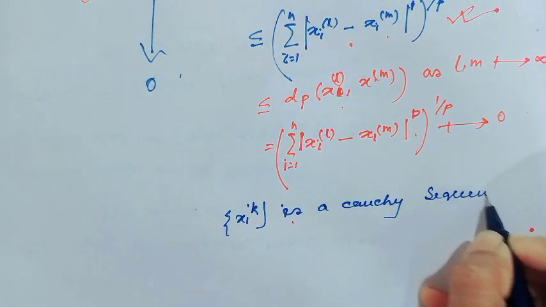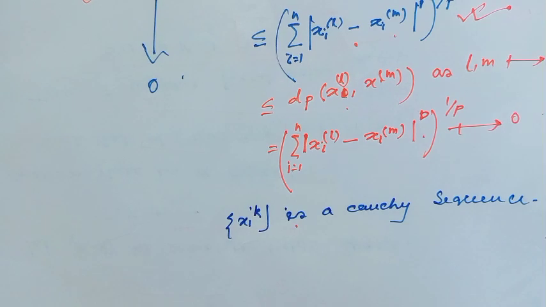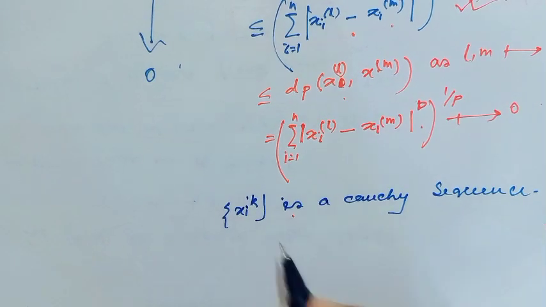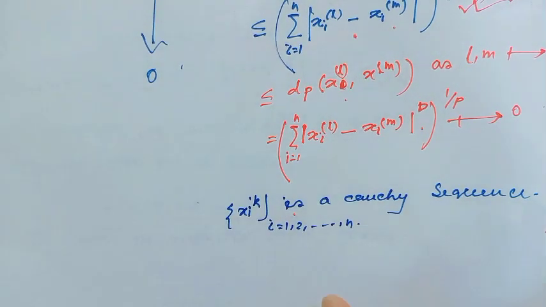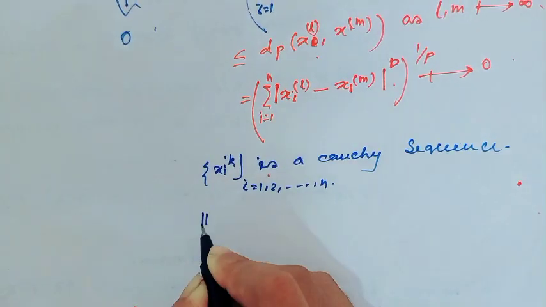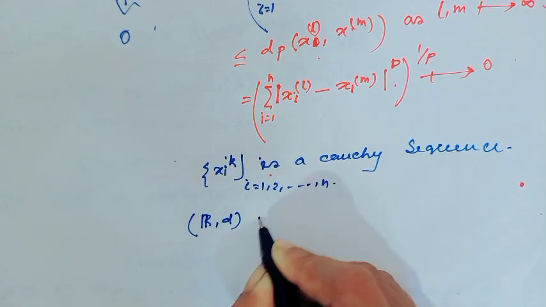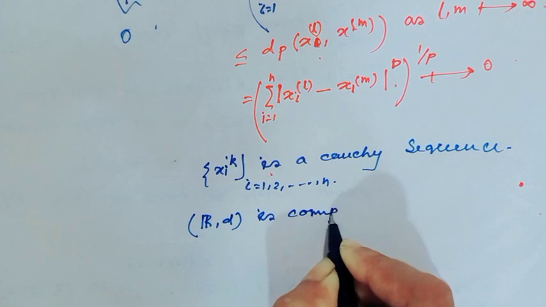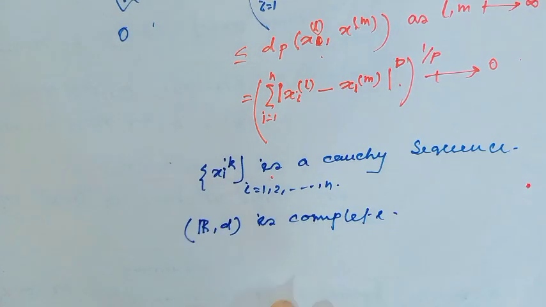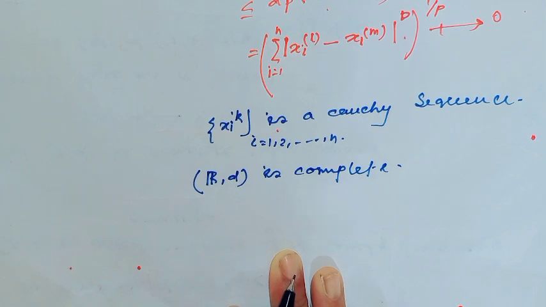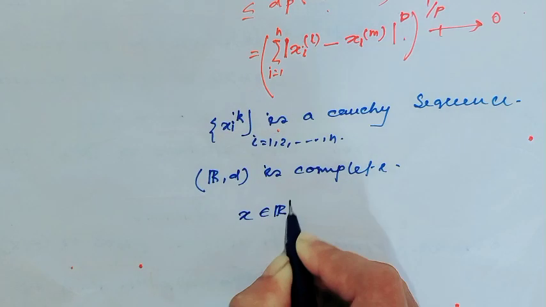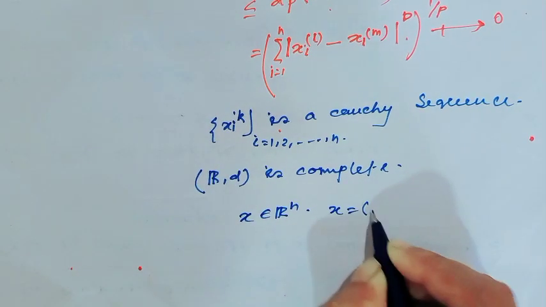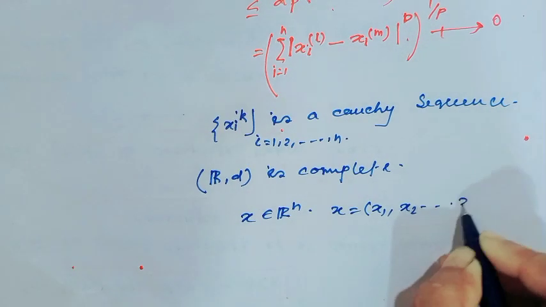Have you understood our claim? Our claim is that for each i equal to 1 to n, each component is a Cauchy sequence. And since R with respect to d is a complete metric space, therefore each component converges to a vector x belongs to R^n, where x equals x1, x2, and so on.